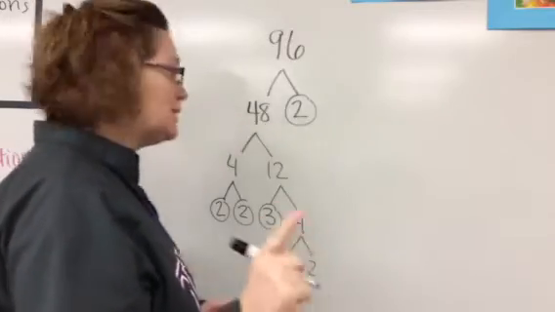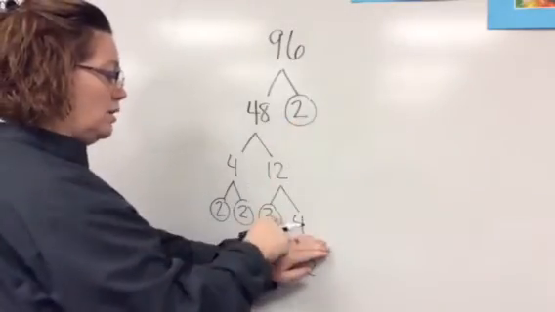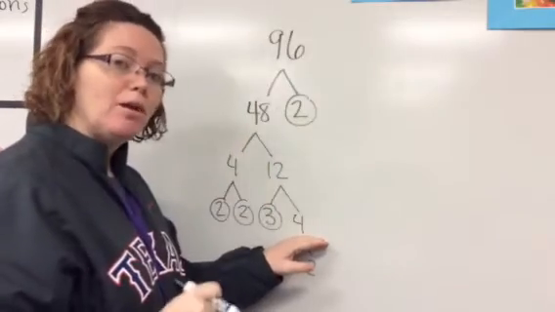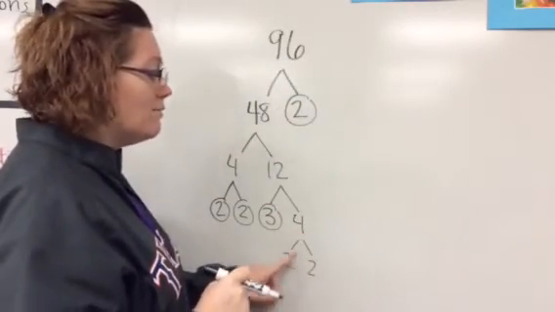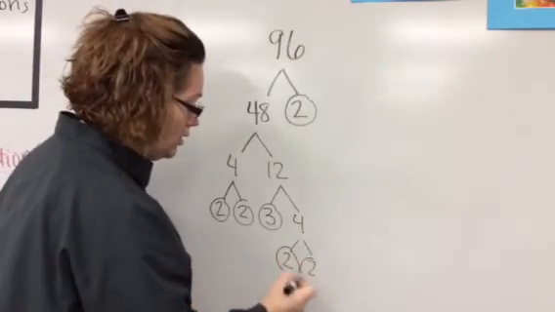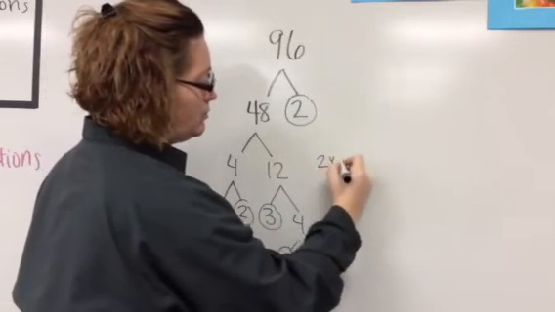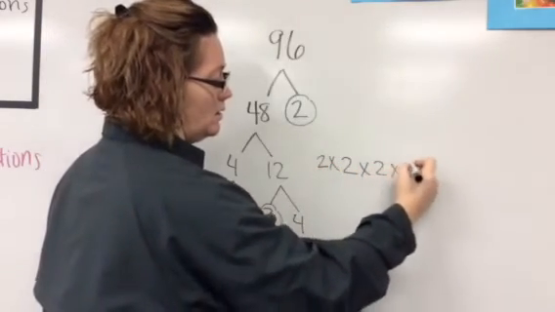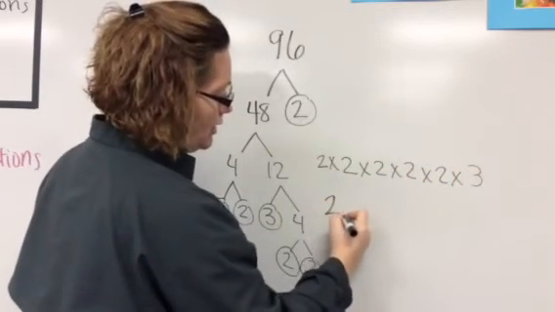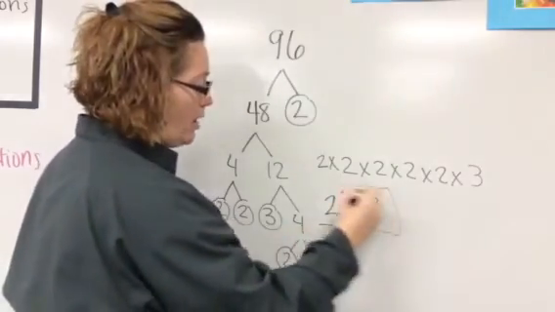Now, a common mistake that students make is that sometimes they forget right here, and they'll say 2 times 2 times 2 times 3 times 4. Yes, that would multiply to give you 96, but it would be incorrect because 4 is not prime. Prime factorization means it has to have prime numbers. So I have 1, 2, 3, 4, 5 2's times the 3. So there are 5 2's. That means it's to the 5th power times the 3. And that is your prime factorization.